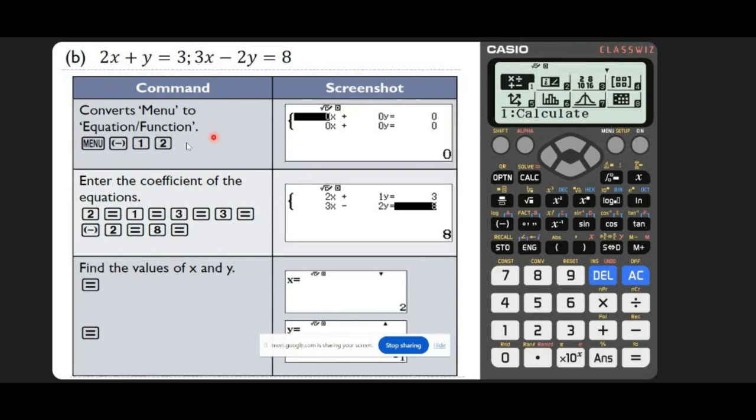Then you can key in your coefficient. So for the x is 2, y is 1, then equals to 3. 3x minus 2y equals to 8. So when you key in all, then you can press the equal sign here. So when you press equal sign, you will get the x equals to 2. When you press again, you will get your y answer. So this is how you get the x and y value for the two unknown equation.